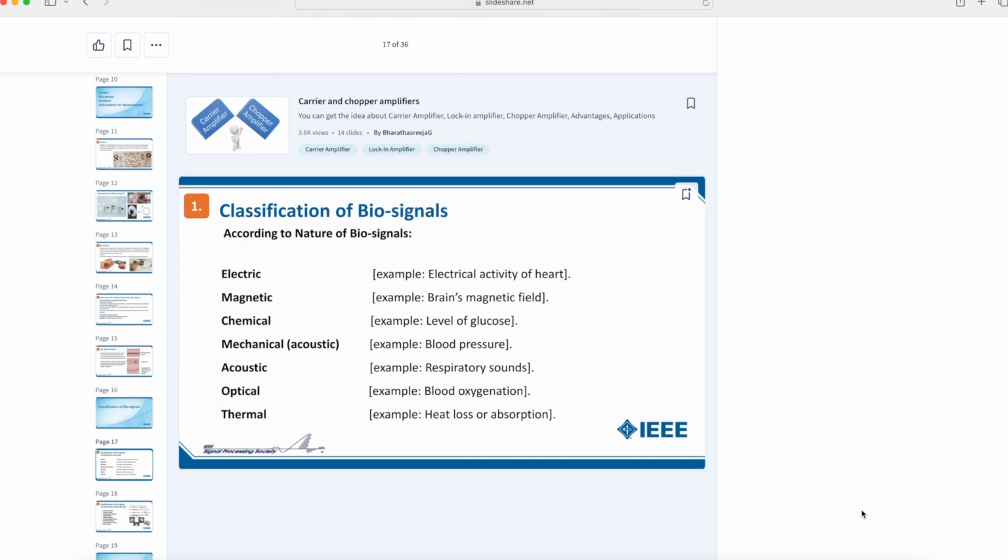Classification of biosignals. According to nature of biosignals, we have electric, for example, electrical activity of heart; magnetic, for example, brain's magnetic field; chemical, for example, level of glucose; mechanical, for example, blood pressure; acoustic, for example, respiratory sounds; optical, for example, blood oxygenation; and thermal, for example, heat loss or absorption.